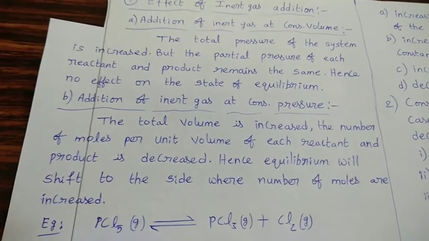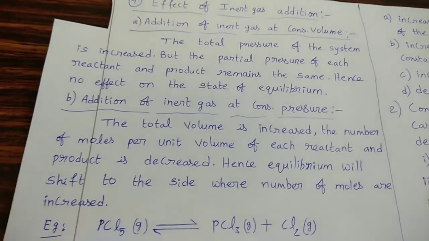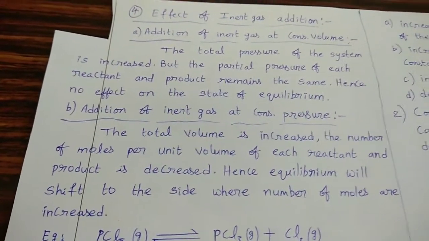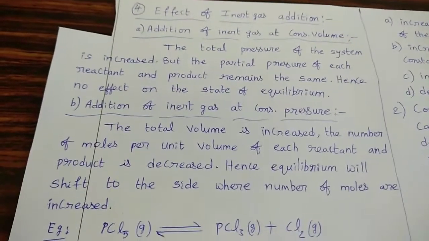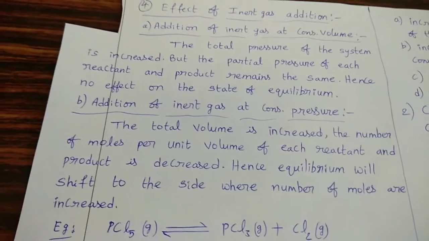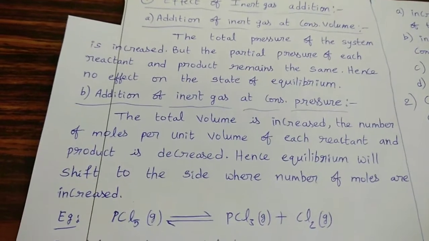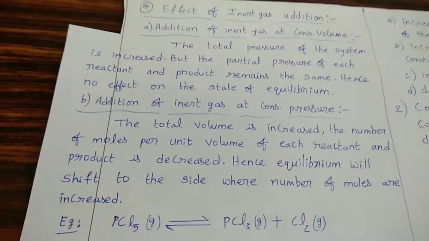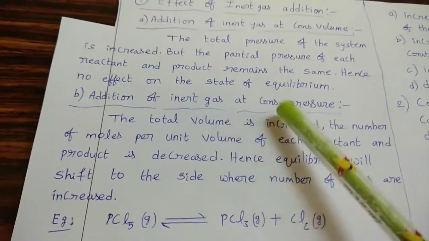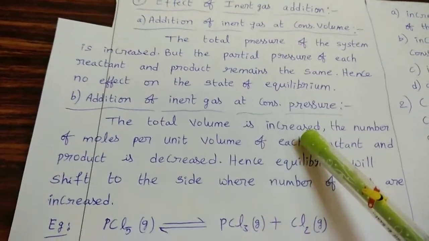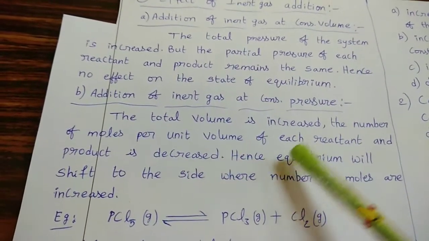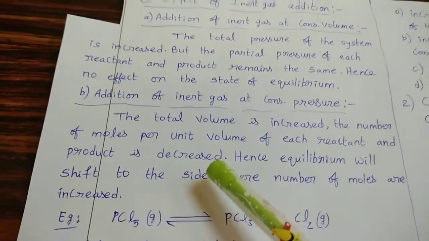But we should maintain constant pressure. So to maintain previous pressure, initially 10 atmosphere, after addition pressure becomes 12 atmosphere. Again, if we want to maintain 10 atmosphere, we should increase total volume, because pressure and volume both are inversely related. We want to maintain constant pressure means volume should be increased. Here also same thing. After addition of inert gas at constant pressure, total volume is increased in order to maintain constant pressure. The number of moles per unit volume of each reactant and each product is decreased.